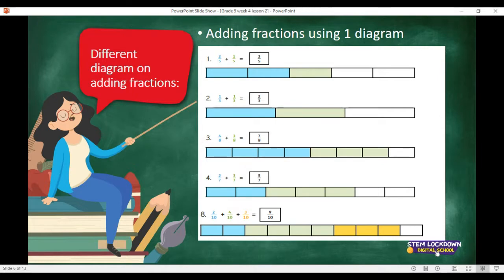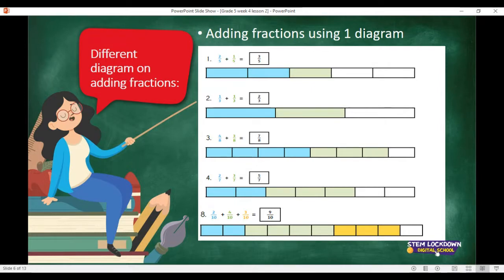After you are done cutting your rectangle into 5 equal pieces, you check the first sum. So the first sum is 2 over 5. 2 means that you have to shade 2. Every time when you see a fraction and the question is represented in a diagram, the numerator means that you have to shade those parts. So on number 1, the numerator is 2, so it means that we must shade 2. And then plus, we are adding 1/5, so it means we must shade another 1. So you see, if I shade 2 and I shade 1, and then I add them together, I'm going to get 3/5. So that is the first one.